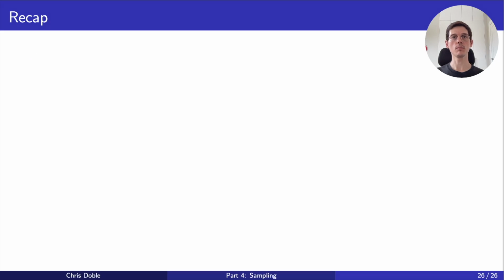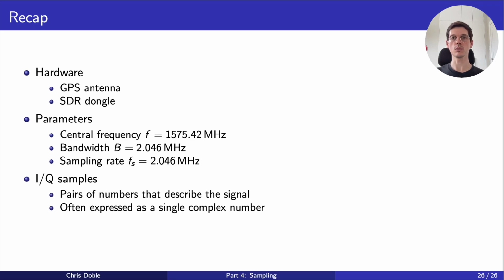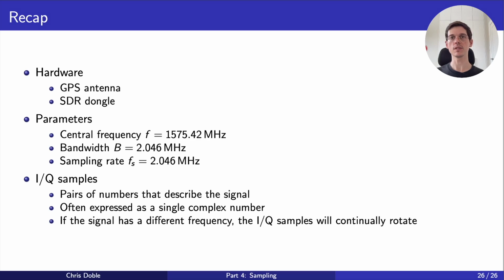Let's recap the important points from this video. First, in order to sample GPS signals, we need a GPS antenna and an SDR dongle. Second, we need to configure that hardware to use the parameters we derived. And finally, that hardware will give us IQ samples. These are pairs of numbers that describe the signal. They're often expressed as a single complex number, and if the signal's frequency differs from that of the SDR dongle, those complex numbers will continually rotate in the complex plane.